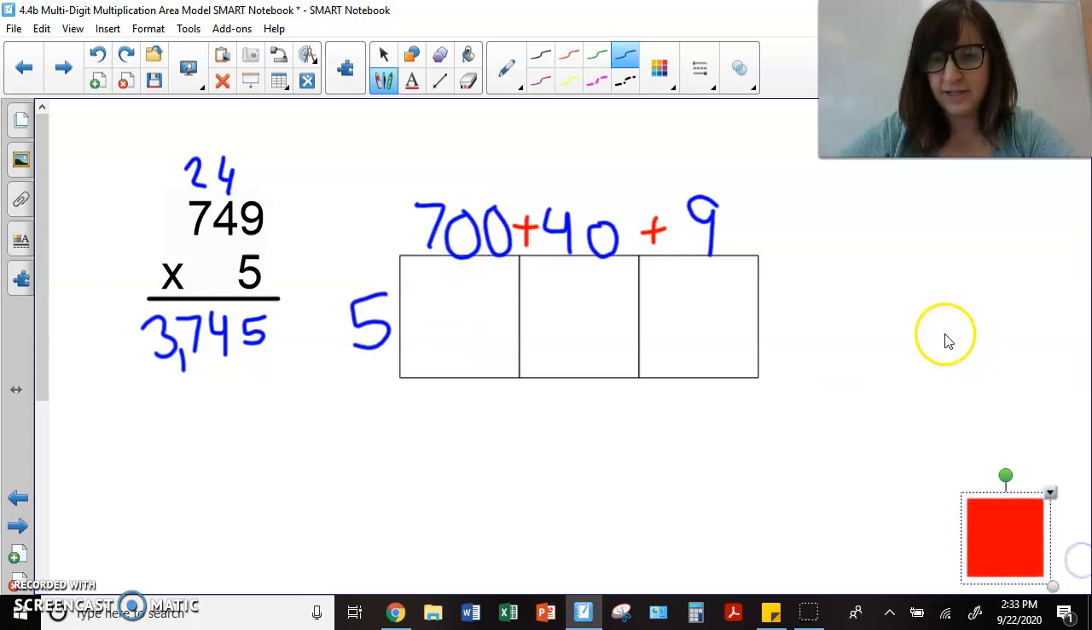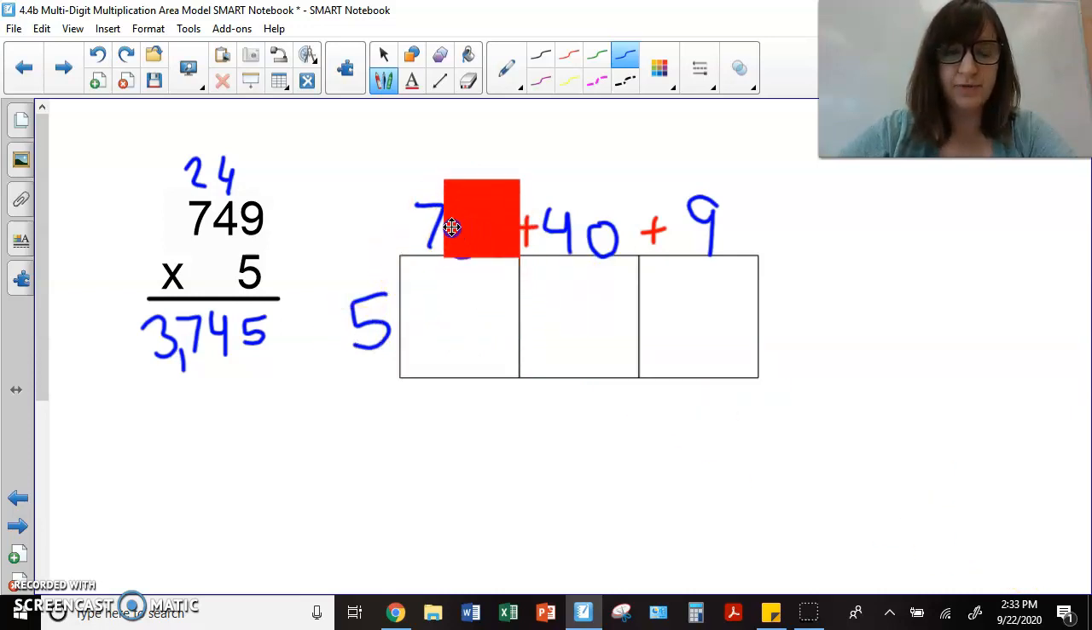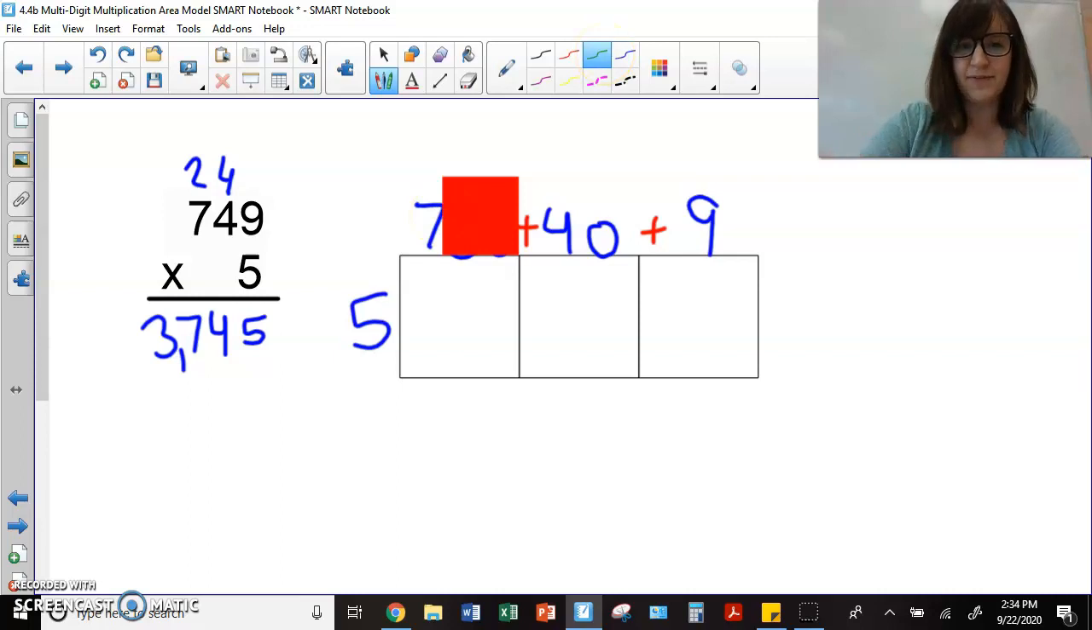So when I'm doing that, I am going to start with my first box. So I'm going to multiply 700 times 5. Well, like I did before, I'm going to focus on just the first two digits. So I have 7 times 5. Well, 7 times 5 is 35.